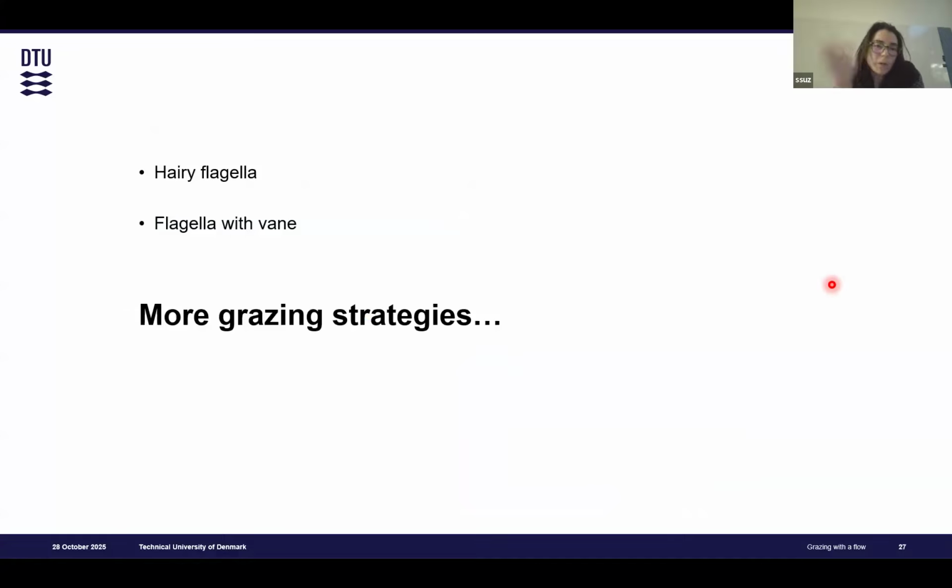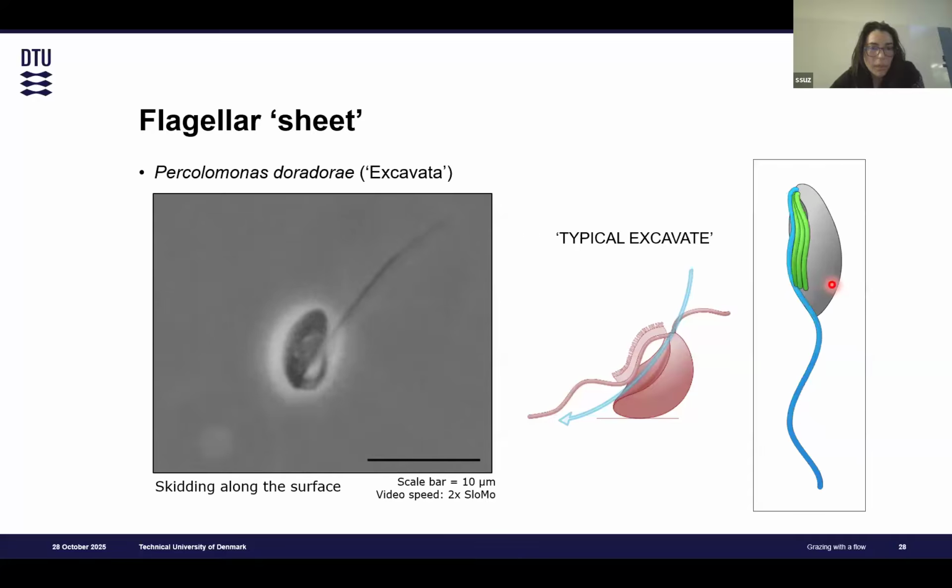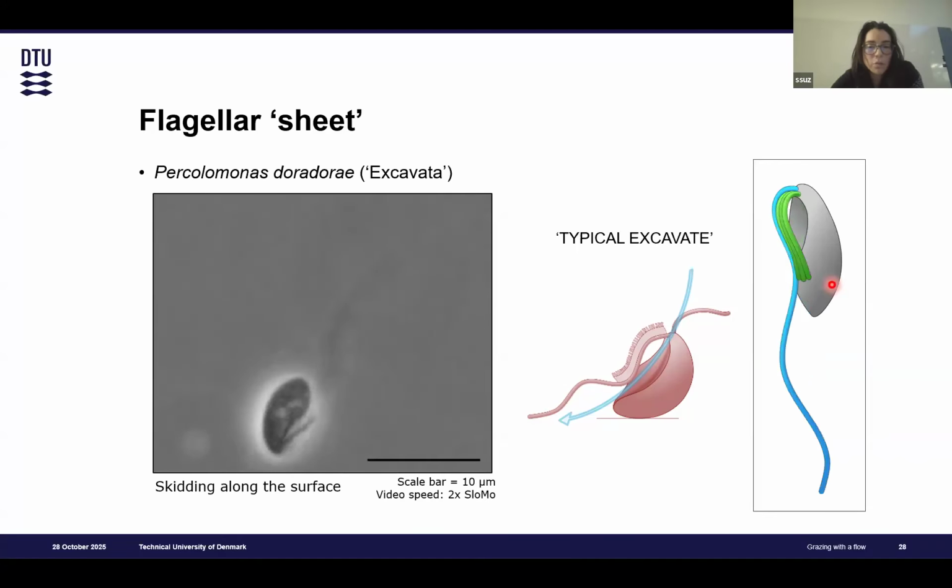So I've been talking about hairy flagella and then the flagella with the vein. Now let's look at one last strategy, one more grazing strategy, and that would be the flagellar sheet. I've talked about the typical excavates that have the vein flagellum and their ventral groove.